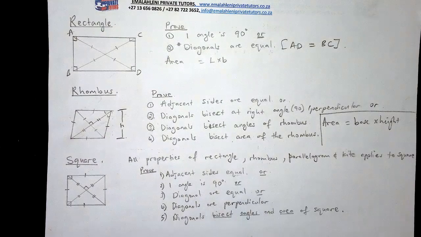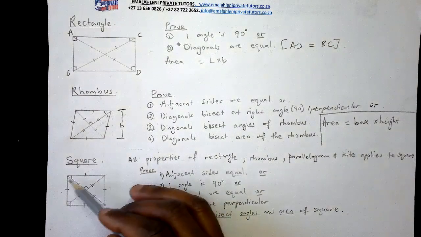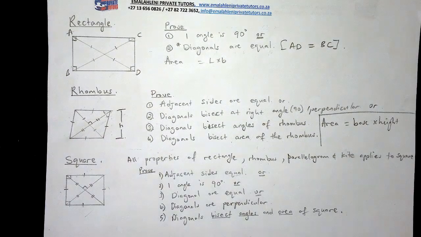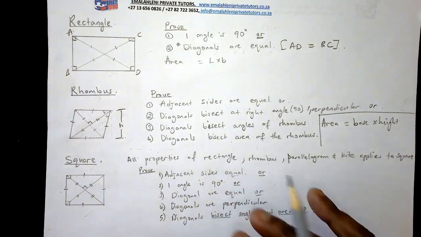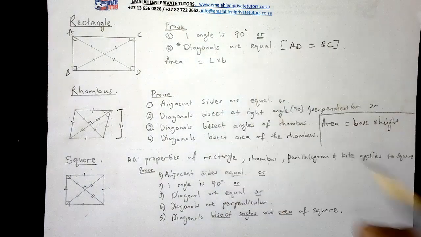Adjacent sides are equal. All the sides are equal. These are what we call adjacent sides. Then we move on to one angle being 90 degrees. Once you're able to prove that one of the interior angles is 90, then you're fine. Then diagonals are also perpendicular. They cut at 90. Then diagonals are equal. You see it's taking a property of a rectangle. Then also diagonals bisect angles of the square. So it's combining the properties of a rectangle, of a rhombus, and also of a kite.